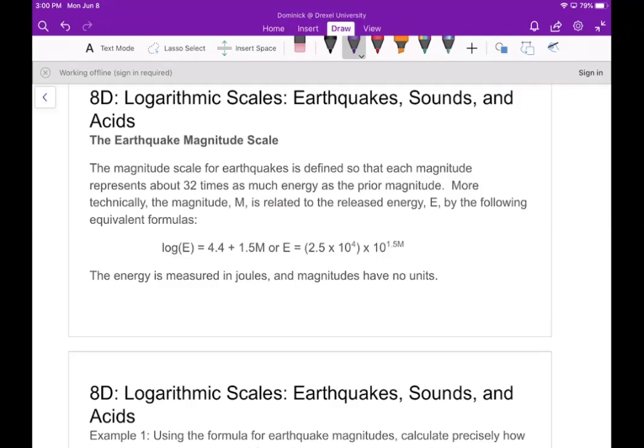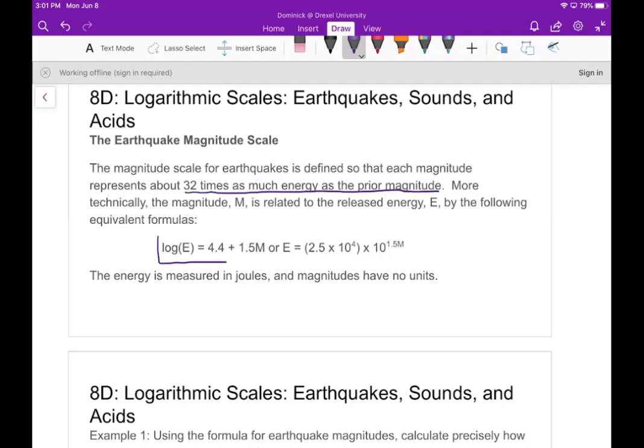So the earthquake magnitude scale is defined so that each magnitude represents about 32 times as much energy as the prior magnitude, right? So you're not increasing linearly from one magnitude to the next, but by a factor of 32. Now, more technically, the magnitude m is related to the released energy E by the following equivalent formulas.